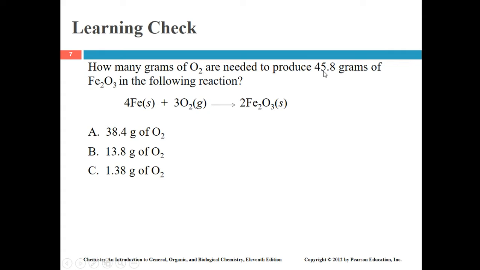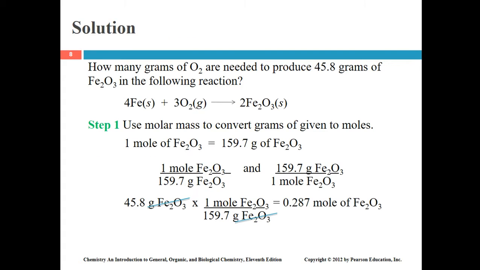So the first thing we're going to do is go from 45.8 grams of Fe2O3 to moles of the Fe2O3, so that then we can use our mole to mole ratio of the 2 moles of Fe2O3 to 3 moles of O2. At that point, once we're at moles of O2, we can then convert to grams of O2. So let's look at it step by step.